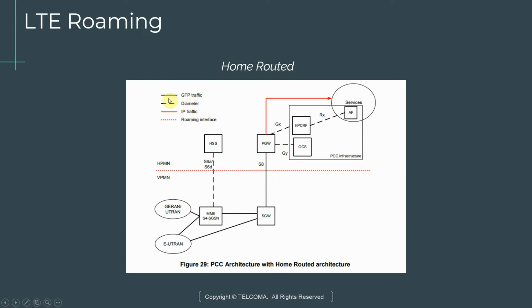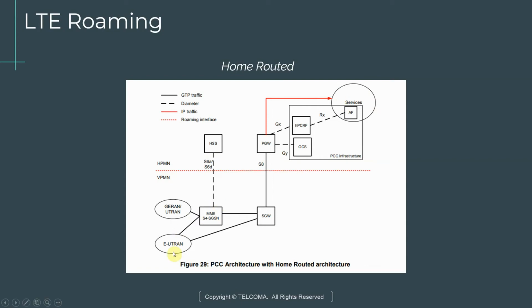There is a legend here where the solid black line denotes GTP traffic. So you will have GTP traffic between the UTRAN and the S gateway, S gateway to the P gateway. And then you have diameter traffic across the HSS and the MME. And then you have some IP traffic going here between the P gateway and the services, and this is your roaming interface. So now how does this fit into the roaming architecture, you may ask?